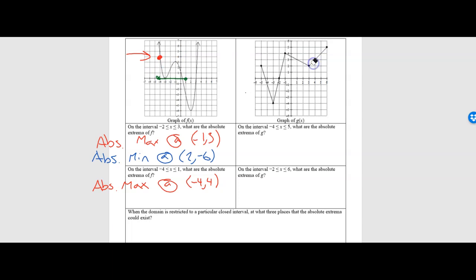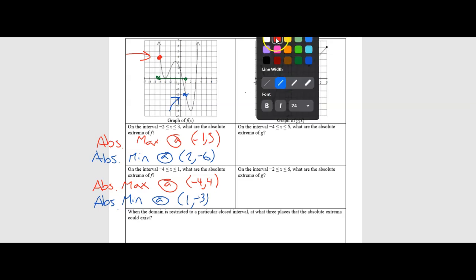Absolute minimum, well, looks like it's going to be down here. Oops, wasn't drawing. Looks like it's going to be here at 1 comma -3. So absolute minimum at 1 comma -3. Let's go ahead and look at G.